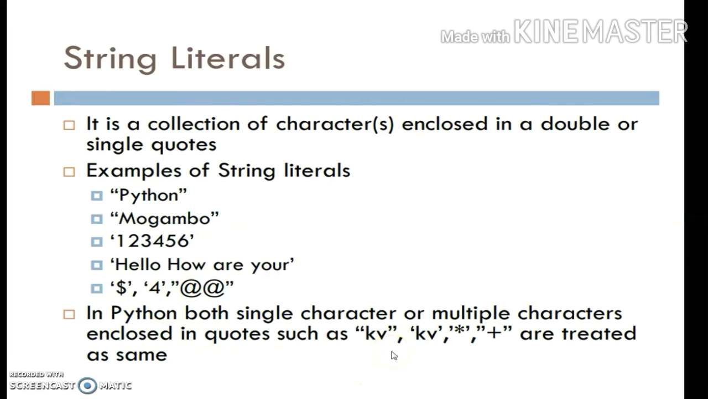Then see, in Python, both a single character or multiple characters enclosed in quotes, such as double quotes or single quotes, are treated the same. So when you put this KV in double quotes and when you put this KV in single quotes, both will be the same. There is no difference. Python will take both as a string.